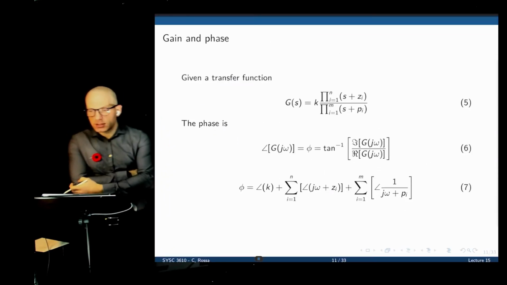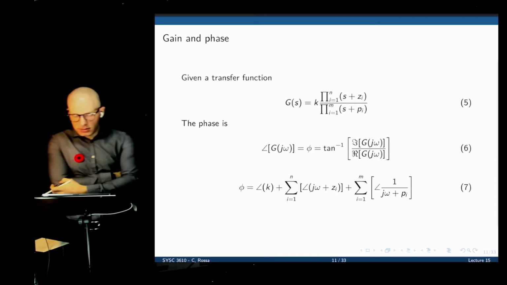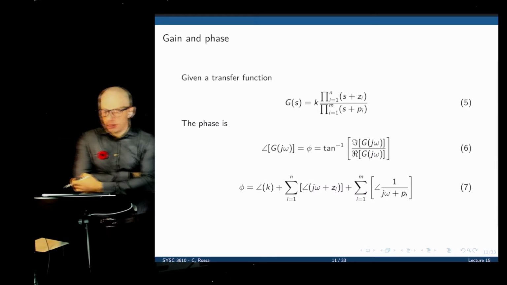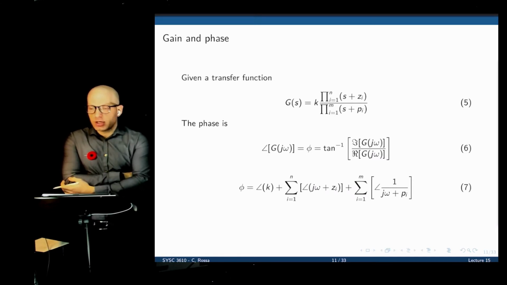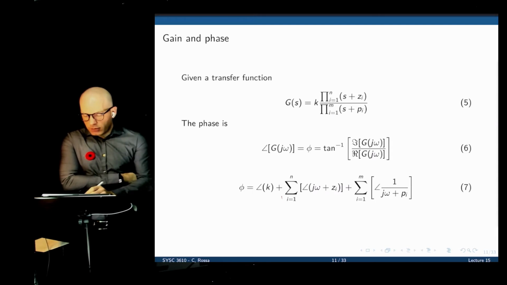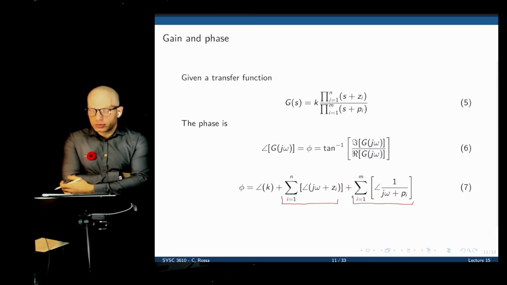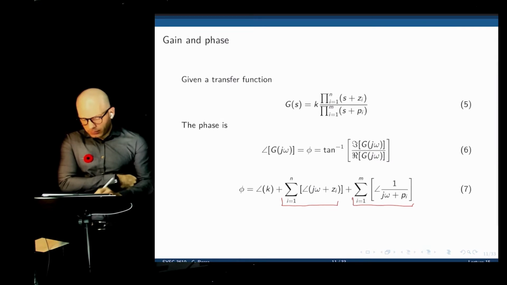Now let's look at the phase. The phase is similar. We are not using the log scale for the phase, but we saw in the last lecture that if we have a transfer function that has poles and zeros, the phase of the transfer function is the sum of the angles of all zeros minus the sum of the angles of all poles. Right? This is the same as minus the sum of i equals 1 to m of the angle of poles.